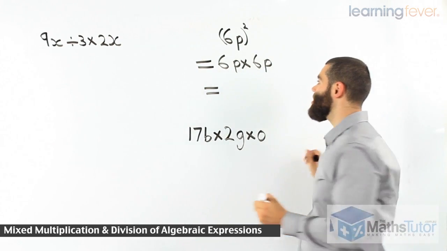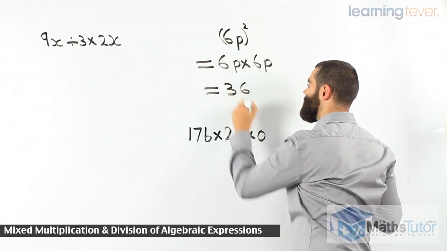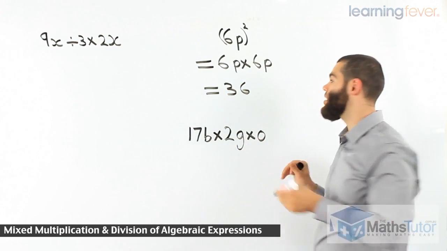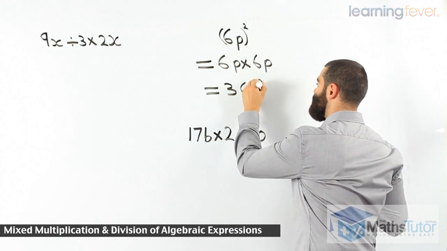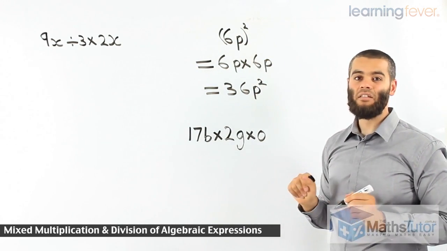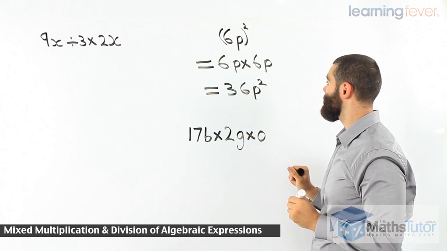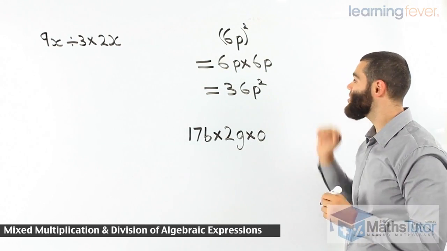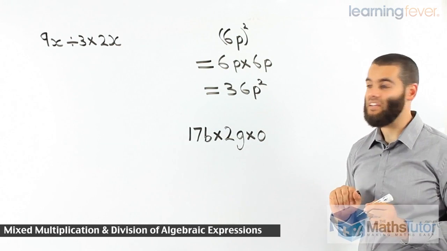So 6 times 6, 36, and p times p is simply p squared. So 6p all squared is in reality 6p times 6p, which is 36p squared.